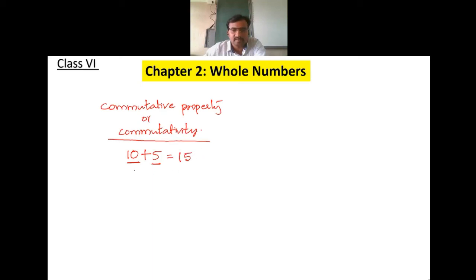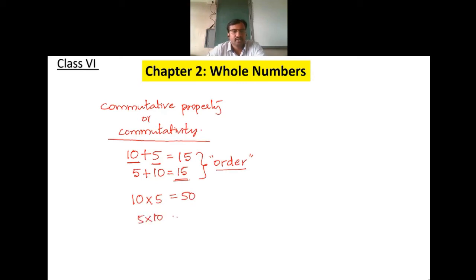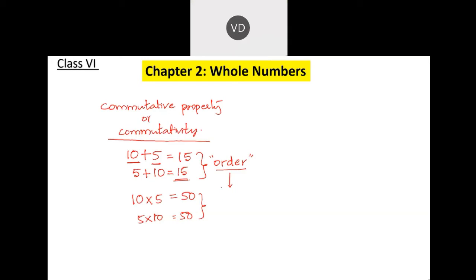If I do 5 plus 10, it is 15, still 15 only. So look at the order. Though the order of addition is changed, the sum remains the same. The same is true in case of multiplication. 5 multiplied by 10, we get 50. If 10 is multiplied by 5, still we get 50. So the order doesn't change the sum or the product.